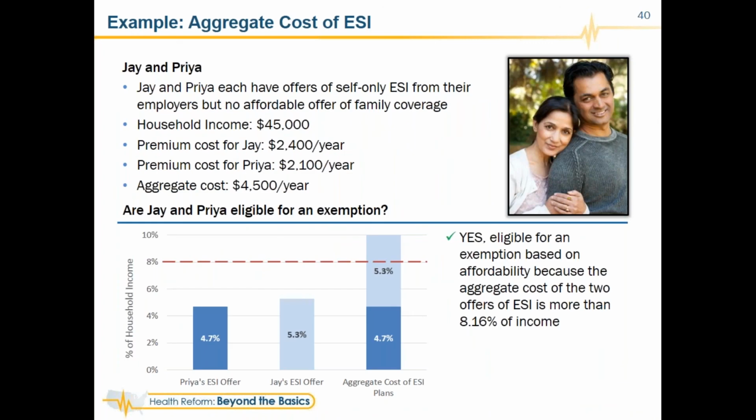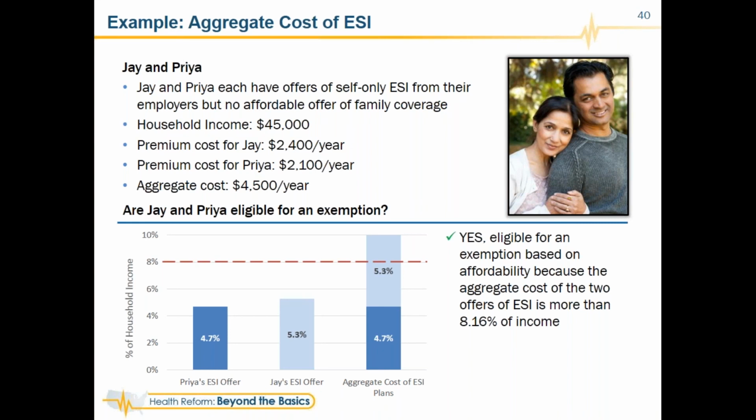There is one special rule related to aggregating the cost of self-only coverage. If two people in the family have separate offers of employer-sponsored coverage for themselves, and there's no affordable family offer, then we would look at whether the combined cost of the offers of self-only coverage is more than 8.16% of income. So it ends up being a lot of math to figure this out, but it's basically people whose insurance looks affordable on paper, but if they were to both enroll in it, it would be really unaffordable for them as a family. So this is the example.